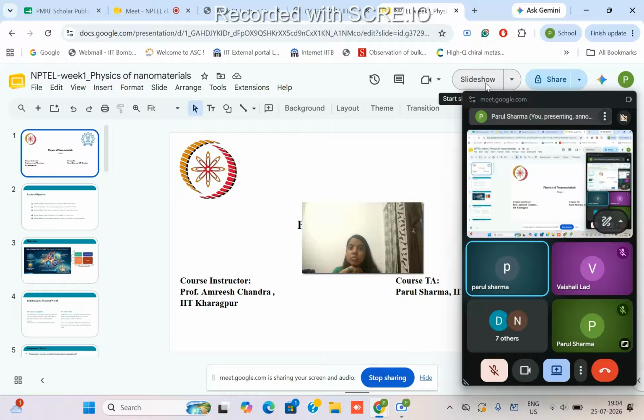Then what is an example of a 2D nanomaterial? So we saw that quantum dot is a 0D, nanorod is a 1D, dendrimer is a chain of polymer molecules, and graphene is a 2D material.